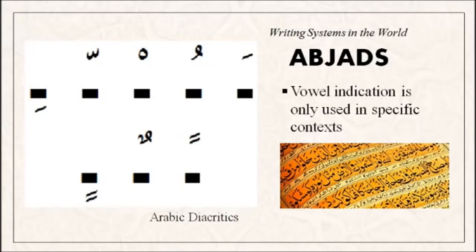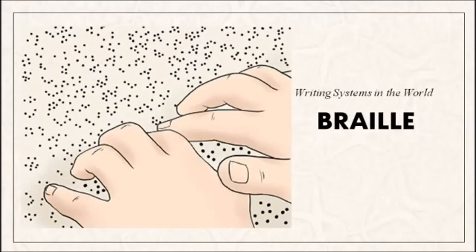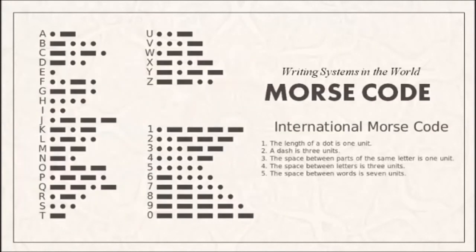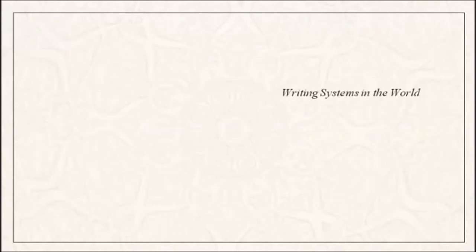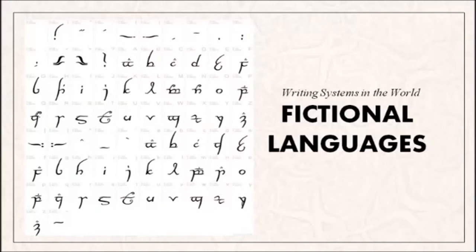But besides these common writing systems, we find others such as Braille, shorthand, Morse code, the International Phonetic Alphabet, Enochian, and fictional languages' writings, such as those used in books or movies.